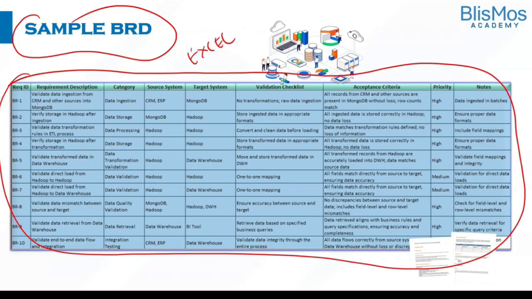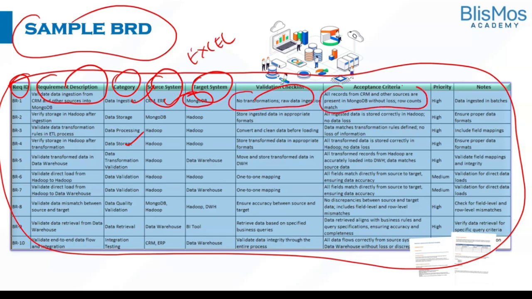But if you see, we have a requirement ID, requirement description, category, whether it is data ingestion or storage, and we have a source system and target system. Source is the system from which the data is passed on, and target is where the data is loaded into. Then what are the different validations you have to check, what is the acceptance criteria, is the priority high, and if there are any other notes. This is how a sample big data requirement document would look like.